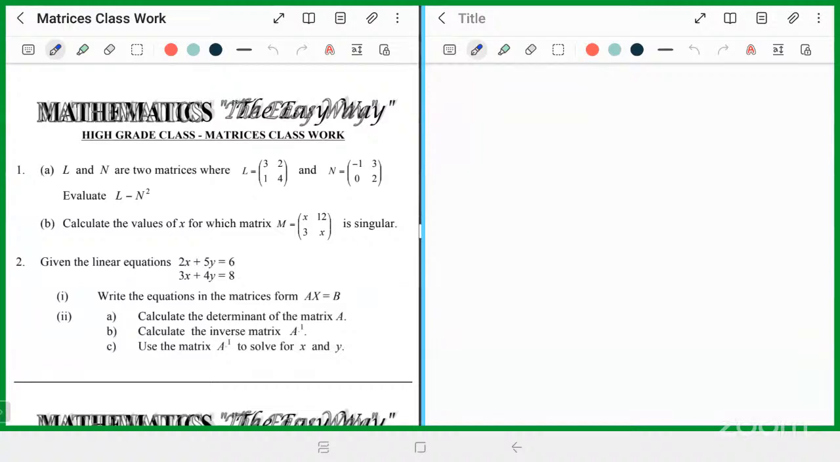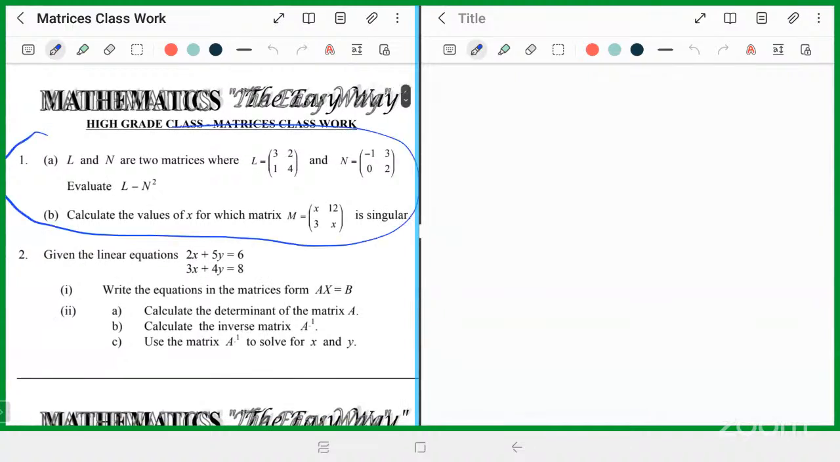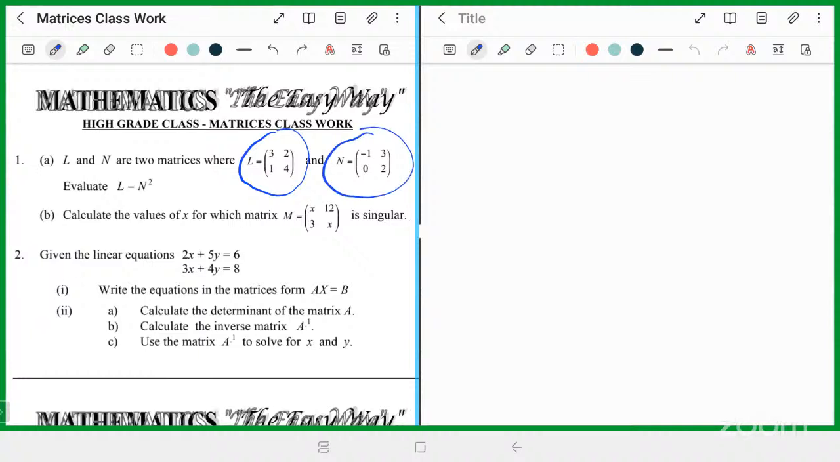I'm going to start as usual by going through the class activities, two basic questions that I gave in the last class. The first one is this one right here. It gives us these two matrices, L and N. They are 2 by 2 matrices, and we're required to find L minus N squared. All right, so let's just do it over here.